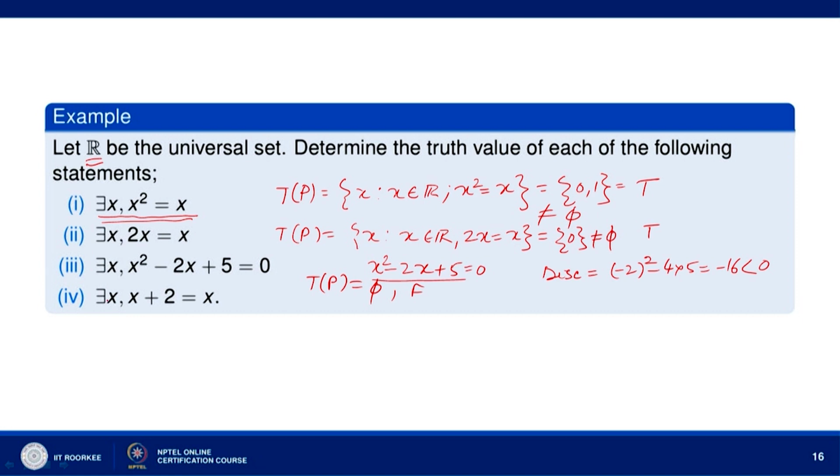And then there exists x such that x plus 2 equals x. Now, for no x belonging to R is x plus 2 equal to x. So here T p is equal to phi again. So the truth value of this statement is F.